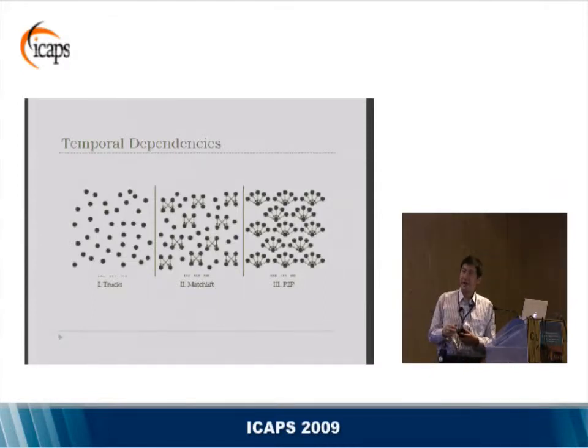For example, in the trucks domain, there's no temporal dependency. In the match lift domain, each arrow represents a dependency. We can see that there are lots of dependencies, but it's not everywhere. There are still lots of actions that are not temporally dependent on any other action. But in the P2P domain, we can see that almost all the actions are either temporally dependent or being depended on by some other actions. So therefore, this domain requires more concurrency.